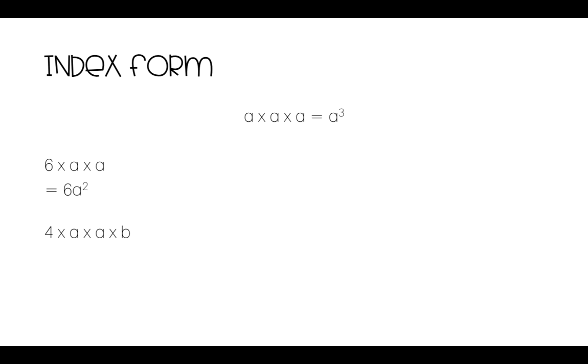4 times A times A times B, again, our coefficient stays the same. We've got our two A's, so we end up with A squared and our B. So we end up with 4A squared B.